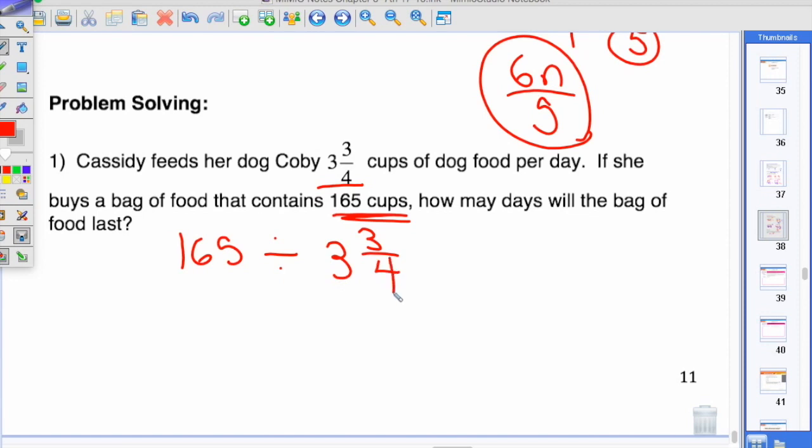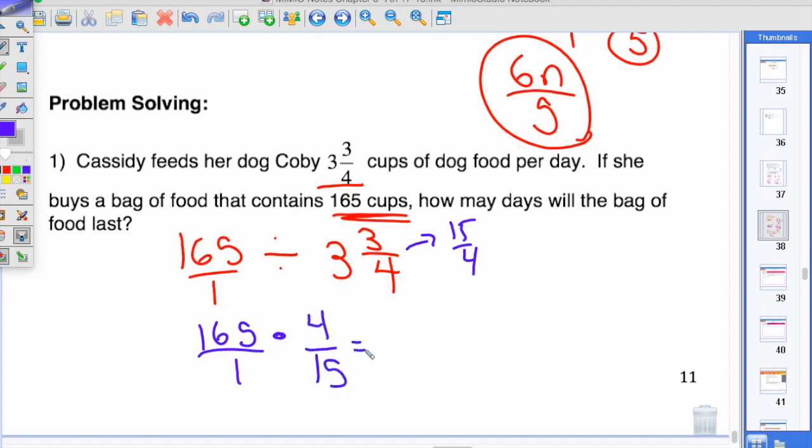So we take our total number of cups, divide that by the 3 3/4 cups, and put the 165 over 1. So it's 165 times, make this improper, so this becomes 15 over 4. So we have to keep, change, flip. So that's 4 over 15.